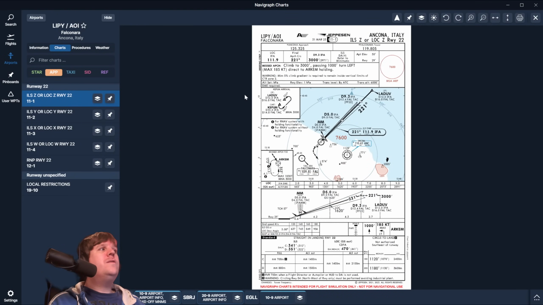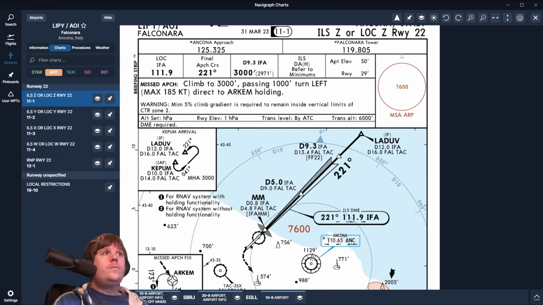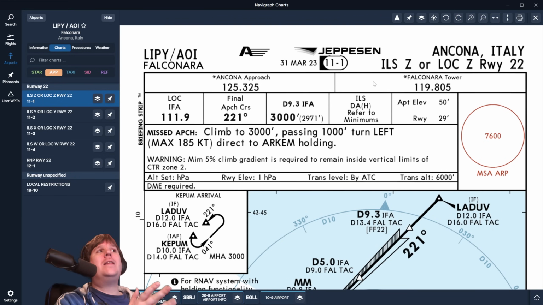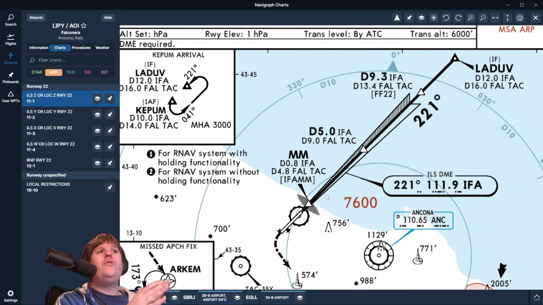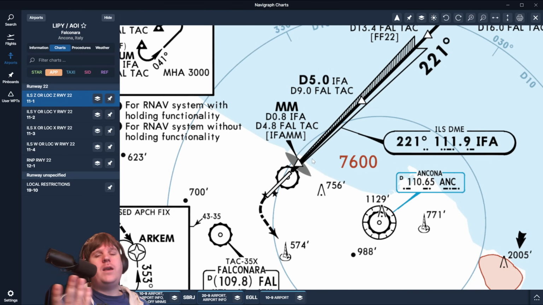So let's come on into Navigraph, where I've selected 3 different airports so that we can take a look. The first one here, Ancona, Italy. It's on the northern side of the boot, or the northeastern side. And what we see is the approach here that takes us in, in this case, runway 22, ILS.